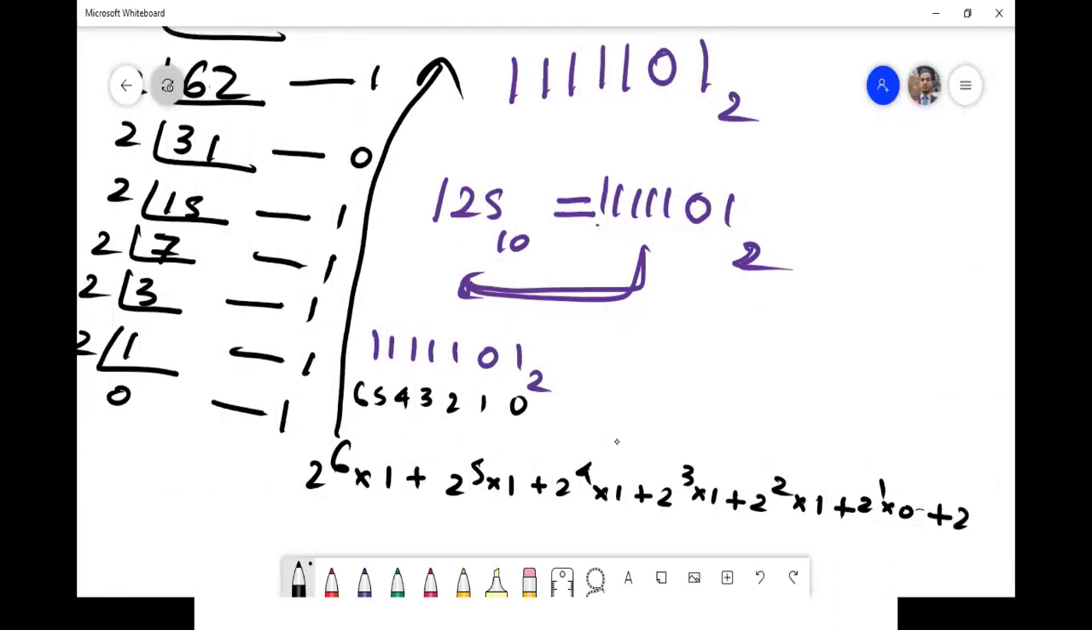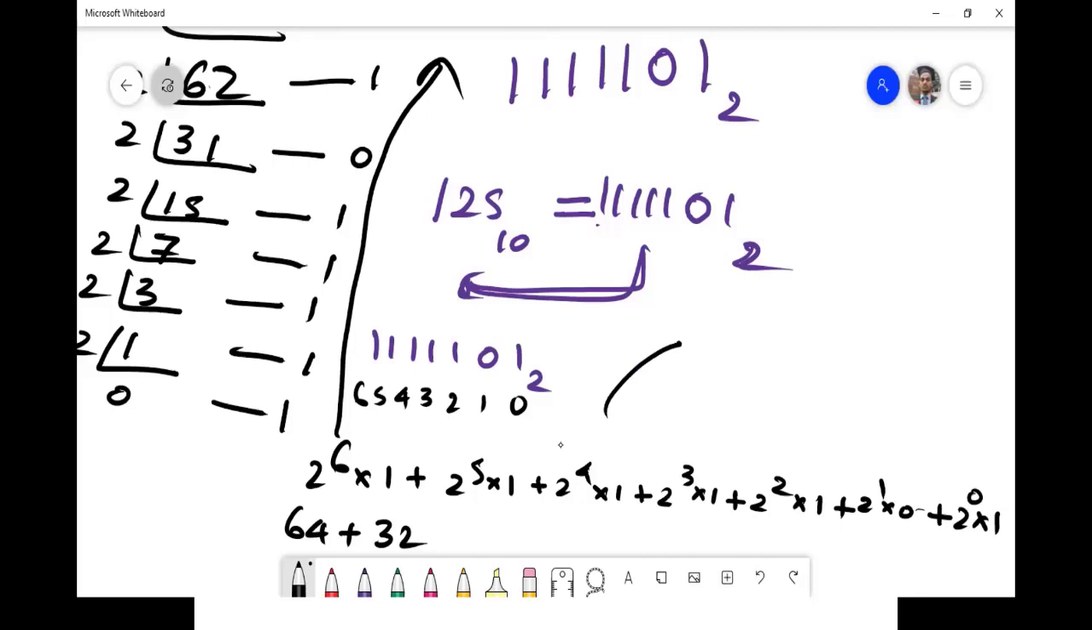Plus 0 into 1. So it's 32. Sorry, it's 64. 64 plus 32. 2 to the power 5 is 32, right? 2 to the power 4.